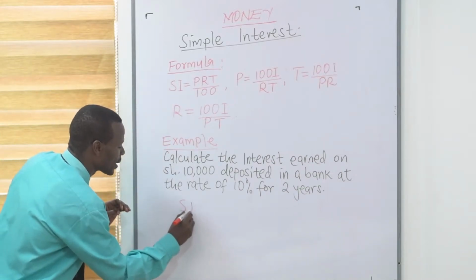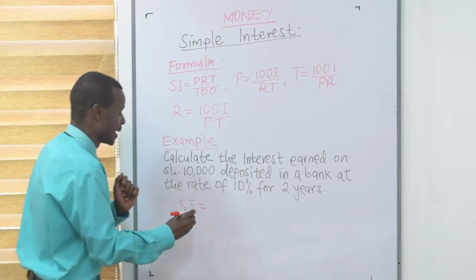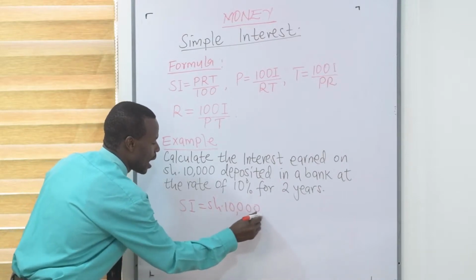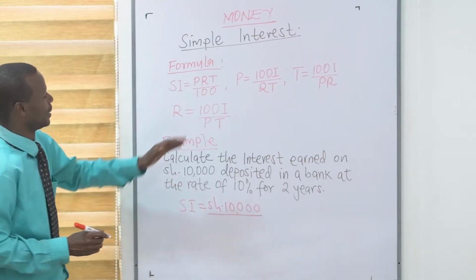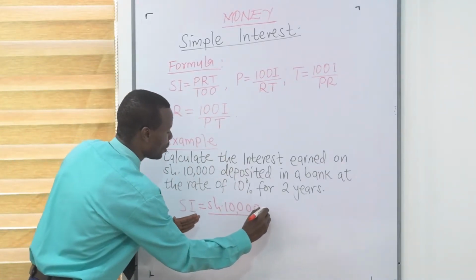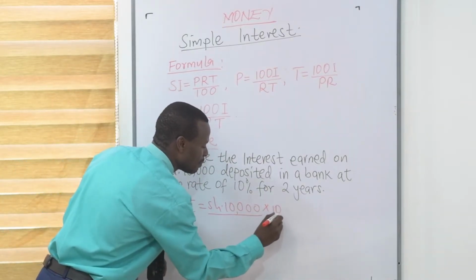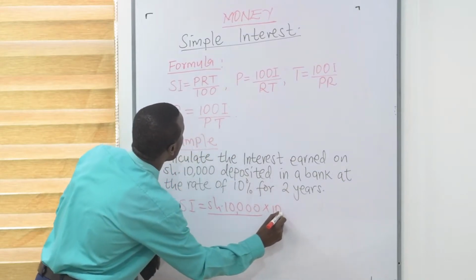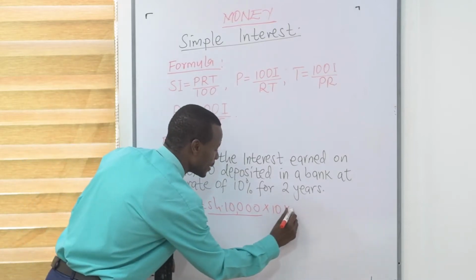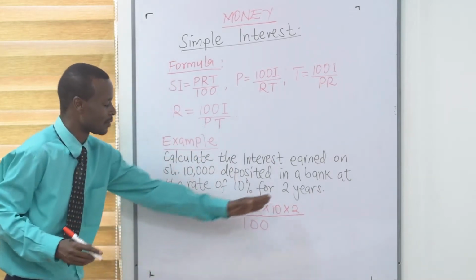So simple interest equals the principal, which is the money that is put in the bank, that is 10,000 shillings, times the rate. The rate here is 10%, times the time, which is actually 2 years, and all this will be divided by 100. That is rate out of 100.